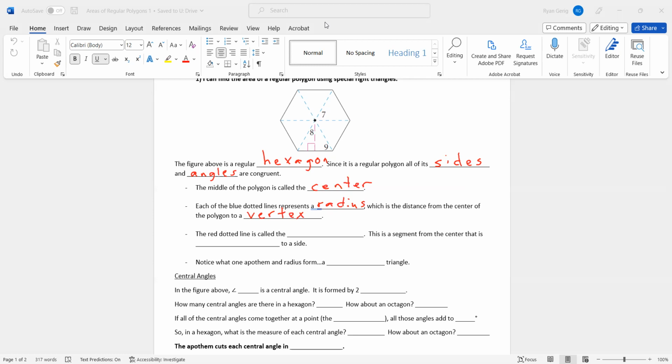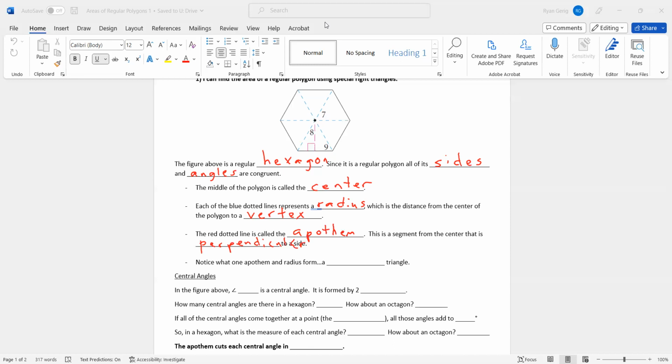The red dotted line is called the apothem. This is a new word. I always think of it sounding like a possum with a lisp. So, apothem. This is a segment from the center that is perpendicular to a side. So in reality, it's the distance from the center to the side.